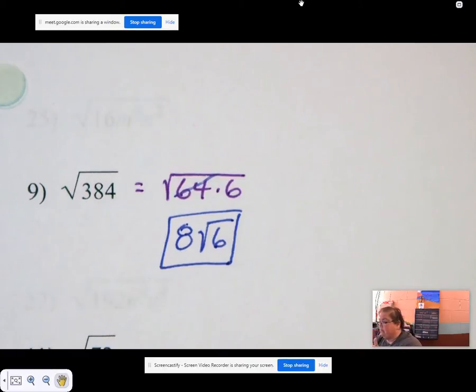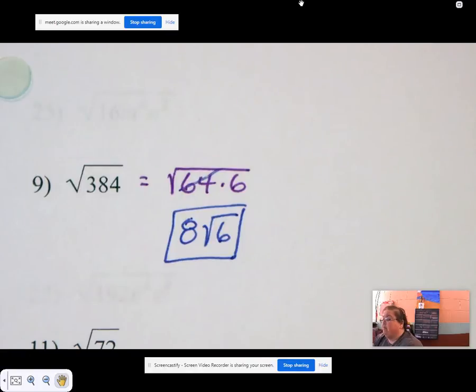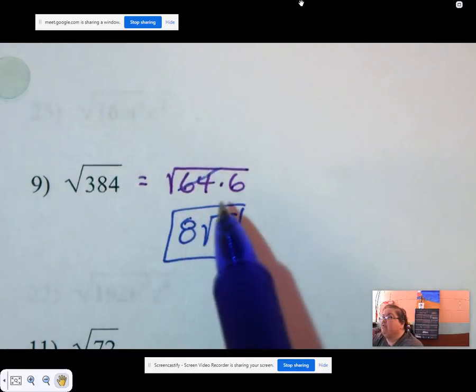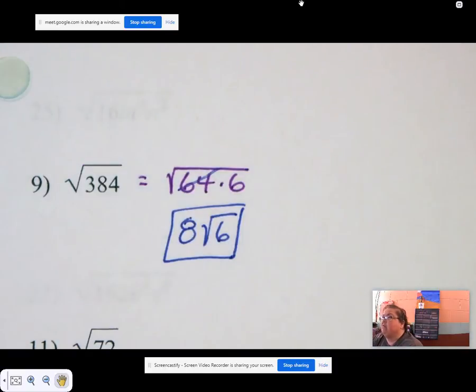Okay? Yes. Yeah, because you're looking at square roots. Okay? The square root of 64 is 8. There's not one for 6. Okay? Thank you for asking. Any other questions?